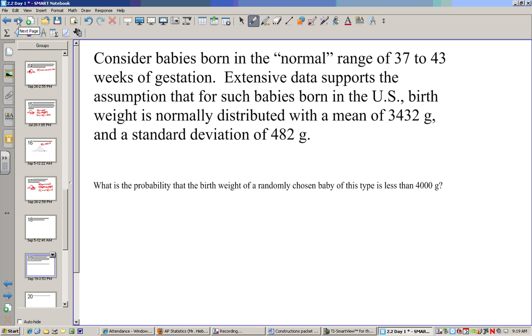All right, now here's a new problem. Consider babies born in the normal range between 37 and 43 weeks of gestation. Extensive data supports the assumption that for such babies born in the U.S., birth weight is normally distributed with a mean of 3,432 grams and a standard deviation of 482 grams. What is the probability that the birth weight of a randomly chosen baby is less than 4,000? So we're going to look for the probability that my value is less than 4,000.